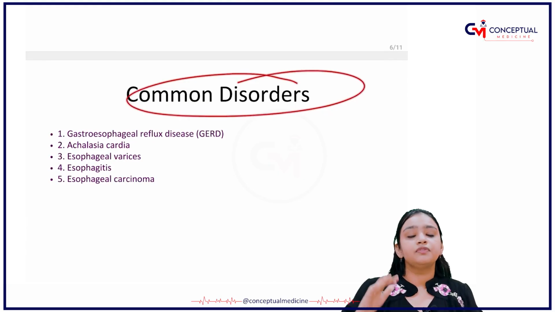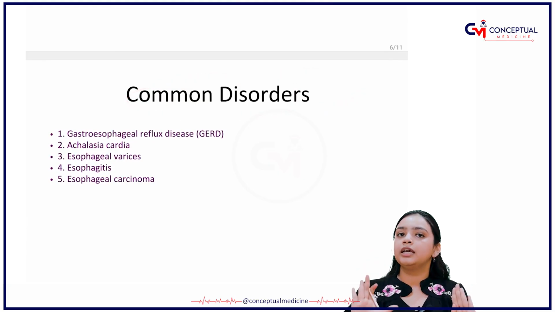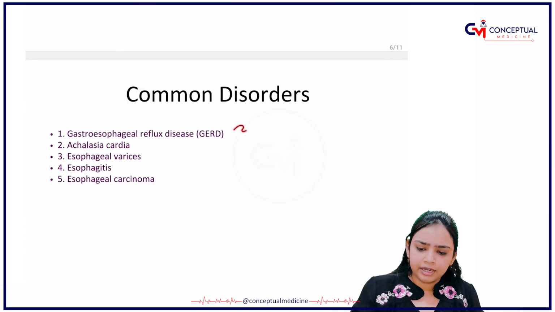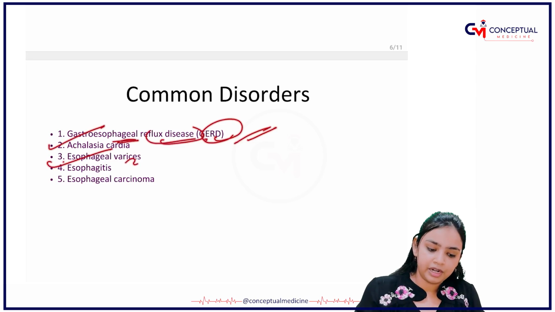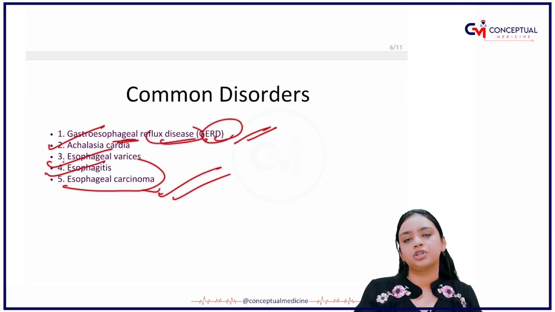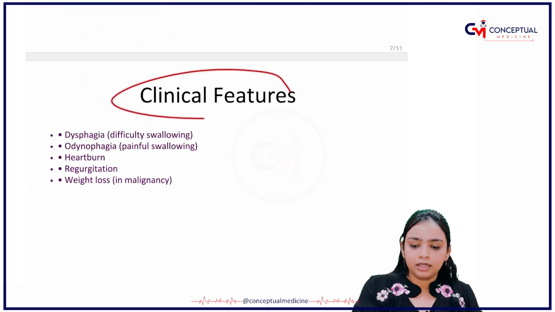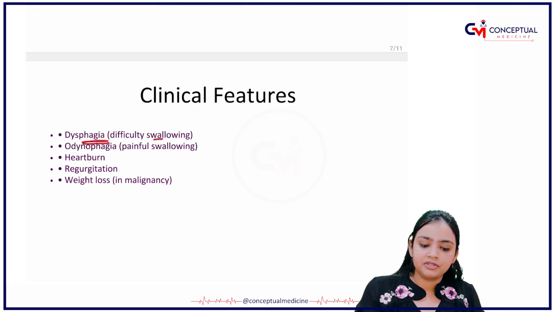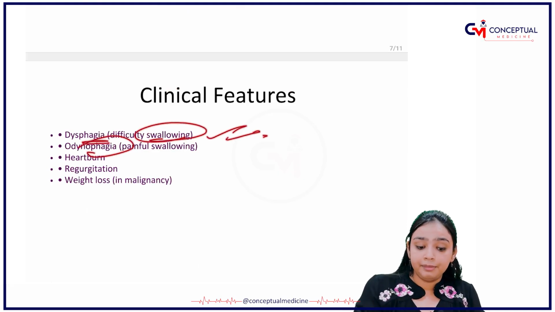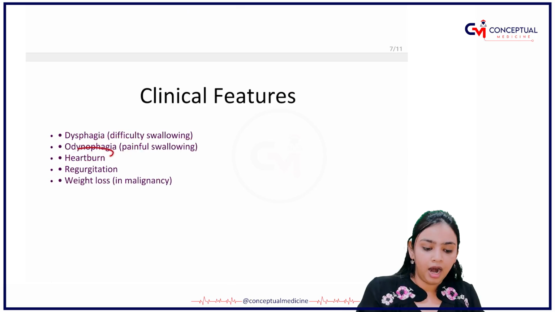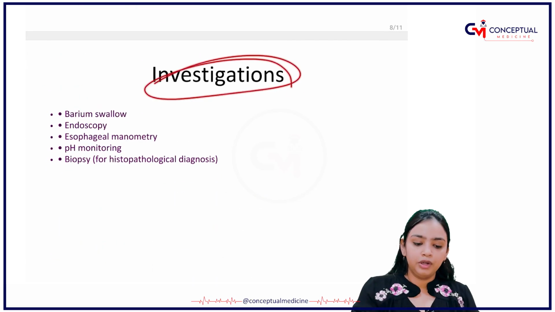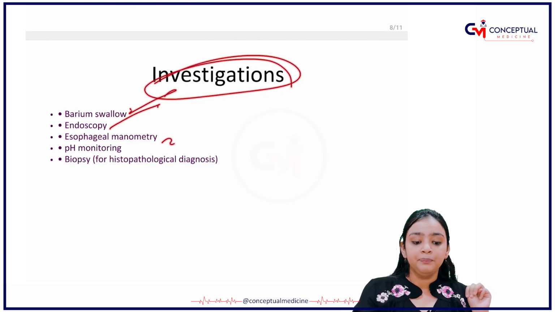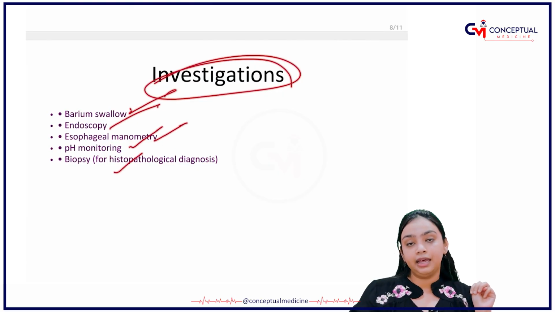What are the common disorders? We will discuss the common disorders in detail in our second part. Let's just study what there are. You have GERD, that is gastroesophageal reflux disease, achalasia, esophageal varices, esophagitis, and esophageal carcinoma. These are the disorders. What are the clinical features? There will be dysphagia, difficulty in swallowing, odynophagia, painful swallowing, heartburn, regurgitation, and weight loss. Investigations: barium swallow, endoscopy, esophageal manometry, pH monitoring, and biopsy.